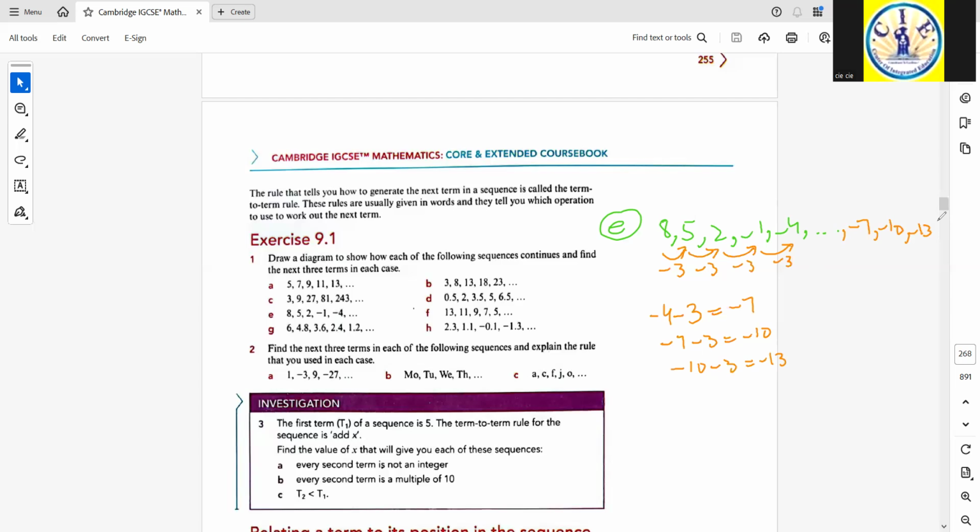Then it is part F, 13, 11, 9, 7, 5, and so on. That tells us that we need to subtract 2 to get the next term. So the next term after 5 would be 5 minus 2, that is 3. Then 3 minus 2, that is 1. And then 1 minus 2, that is -1. So this is how we get the next three terms of this sequence.